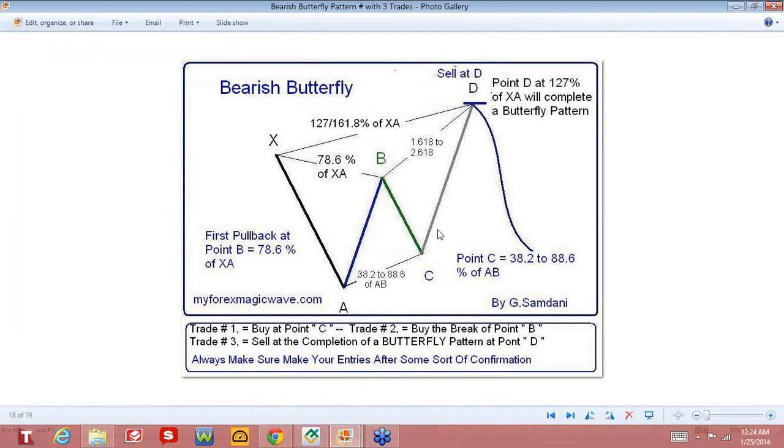That's out of the question for now, because if we can find this point C, the measures, if you can locate X, A, B, and C, then you know that you're going up for D. Okay, and it's very simple now. If you are at point C, then what do you expect? Going up. So if you're going up, then you look for a long setup.